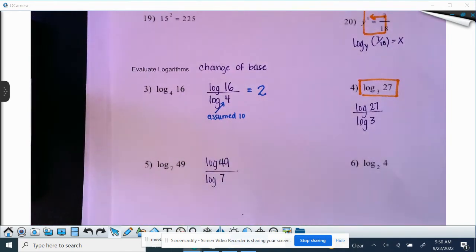Now, getting into solving logs, because that is what our assignment is for today and what you're learning today in class and with your notes.